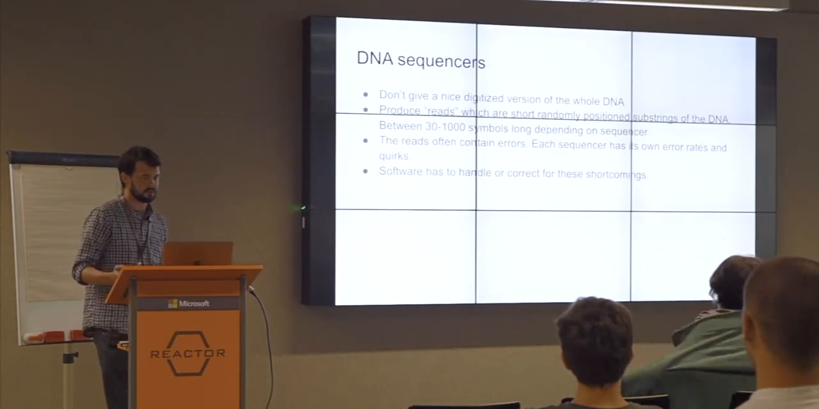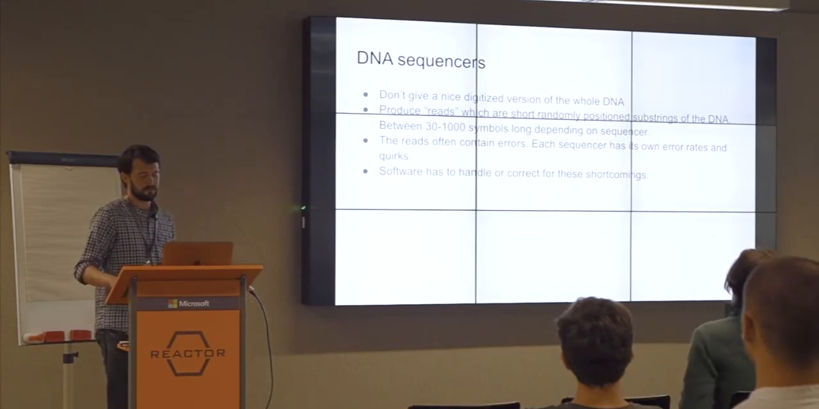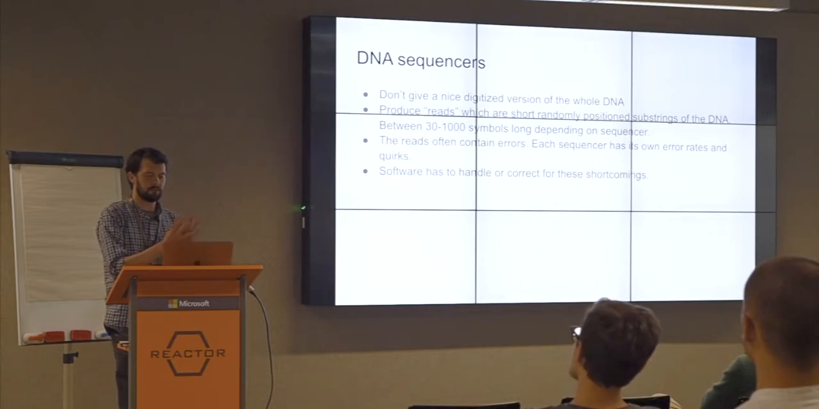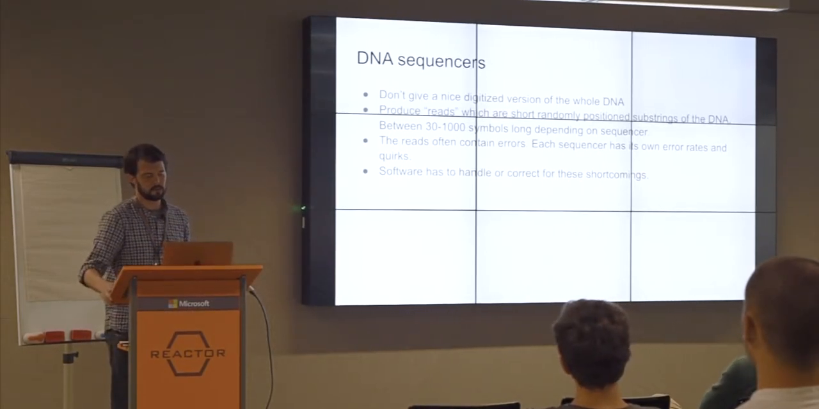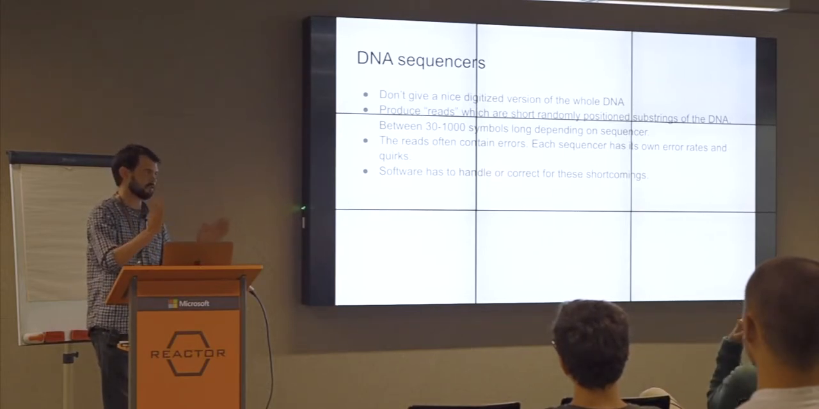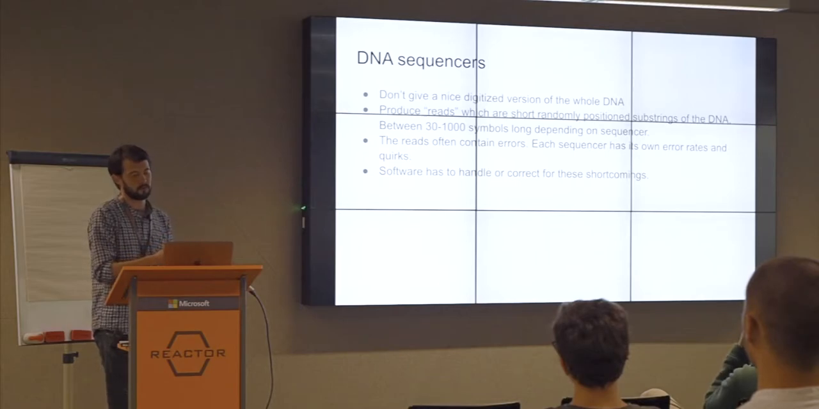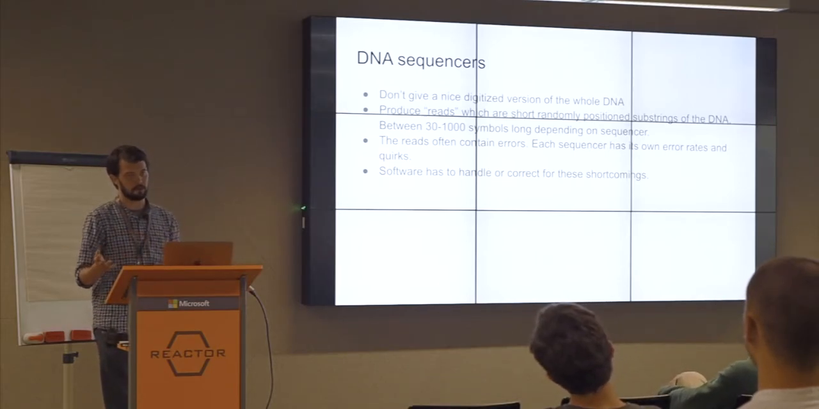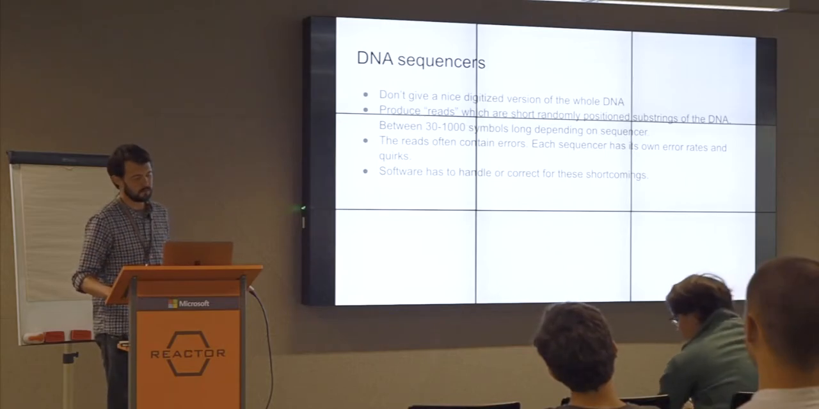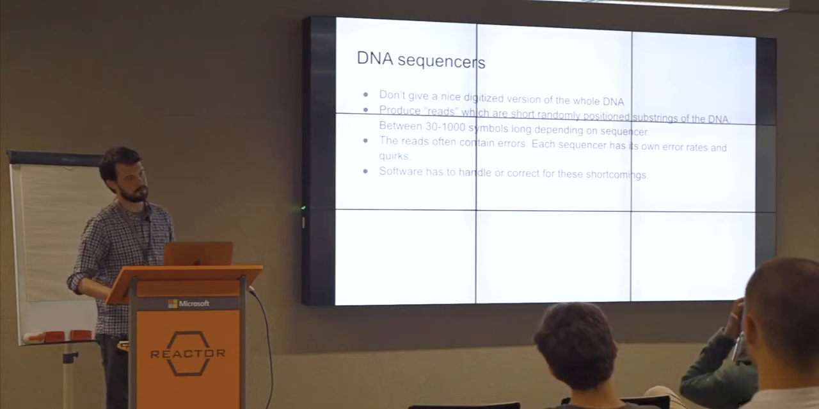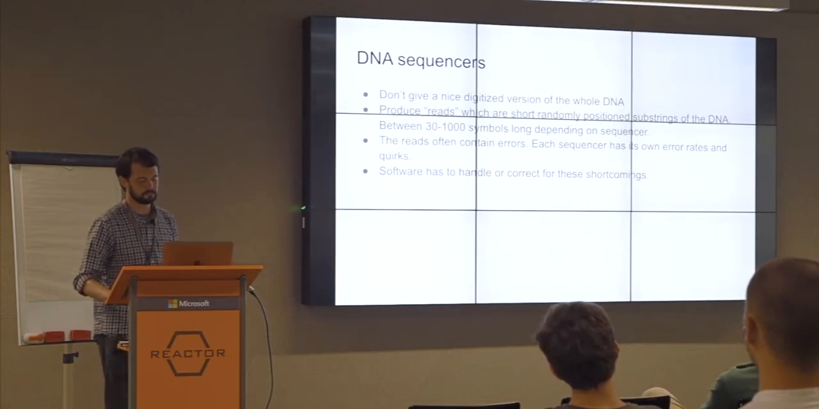Now, unfortunately, DNA sequencers are not that nice to play with. They give you very short reads rather than the entire string. Depending on the machine, it might be a 30 symbol long read, or it could be up to 1,000. And those reads can also have errors or multiple errors in them. Software has to be able to handle or correct for these shortcomings of the machine.